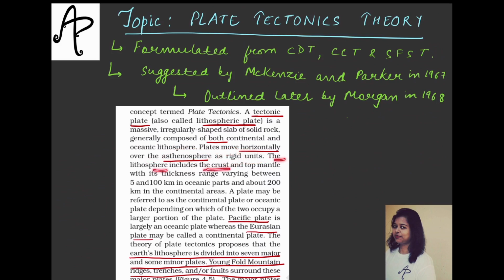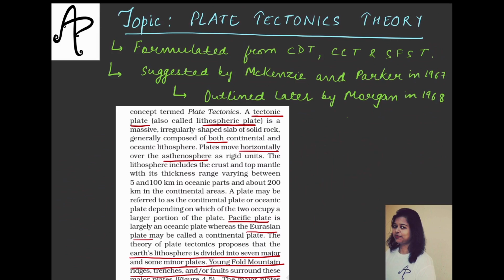Now the lithosphere includes the crust and the topmost mantle, and the thickness varies. In the oceanic it is roughly between 5 to 100, and in the continental it is roughly about 200. Also, a plate may be referred to as the continental plate or oceanic plate. So how will you call the plate to be either a continental or an oceanic plate? How will you call it? It will depend on which of the two occupies a larger portion of the plate. For example, if this is a plate I talk about, and on this plate there is a major portion of ocean, or on this plate there is a major portion of continent, whatever will be the majority on that plate, that will be called either oceanic or continental.